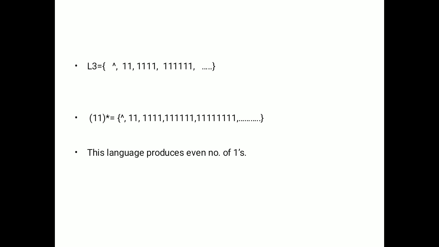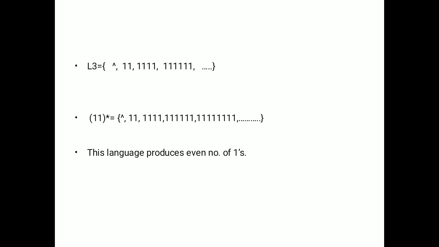In this type of language the set is given and we have to write down the regular expression which produces the given set. So set is given, L3 is equal to null, 11, 1111, then 6 times 1s and so on. So we can easily see here that this is the combination of 11 coming an even number of times. So in null means 0, it is not generating any string.